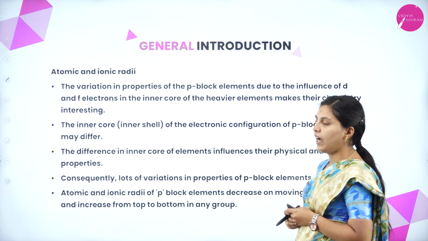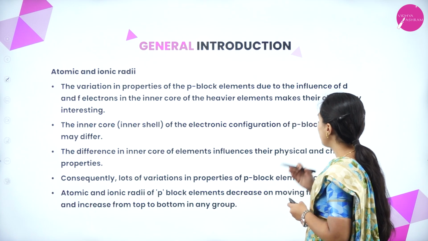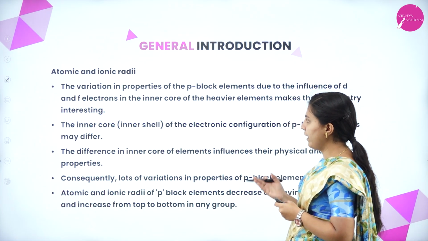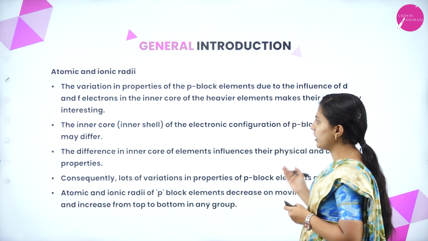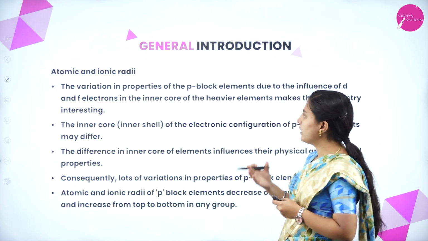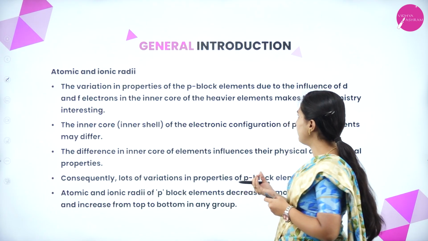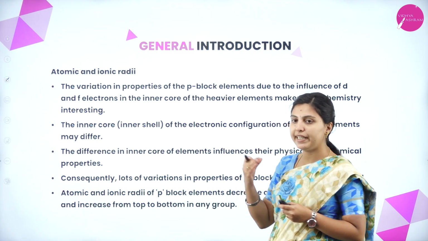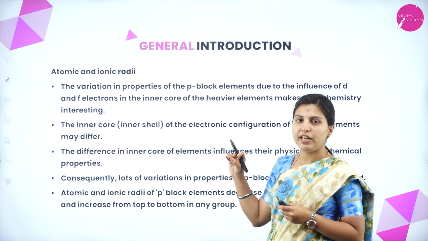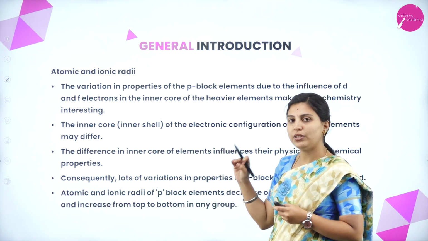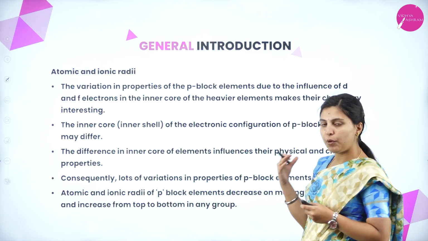Next, atomic and ionic radii. The variation in properties of the p block elements due to the influence of d and f electrons in the inner core of the heavier elements makes their chemistry interesting. What are they telling? There is much variation in p block elements due to the influence of d and f electrons. Here in the p block elements, d electrons and f electrons will interfere. Due to that influence of d and f in the inner core of the heavier elements, the property of this block will get interesting.